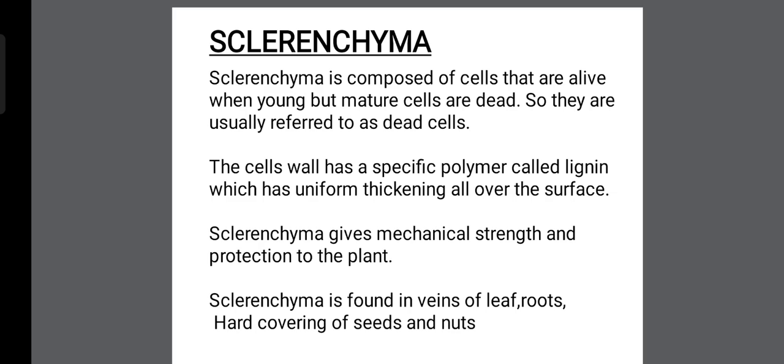How does it become dead? When they are young, these cells deposit lignin around the cell wall, very close to the cell wall, and slowly it loses the conduction of water or food materials from the surrounding environment. So it becomes a dead cell. So sclerenchyma is usually referred to as dead cells.